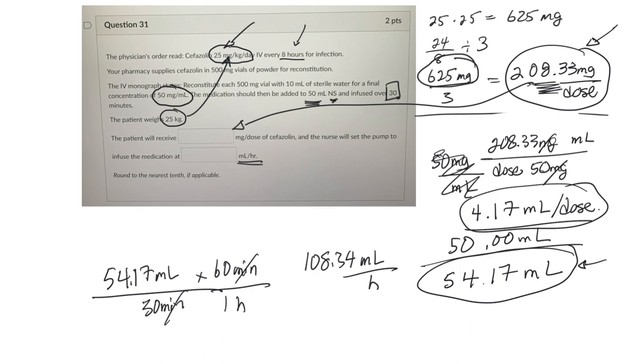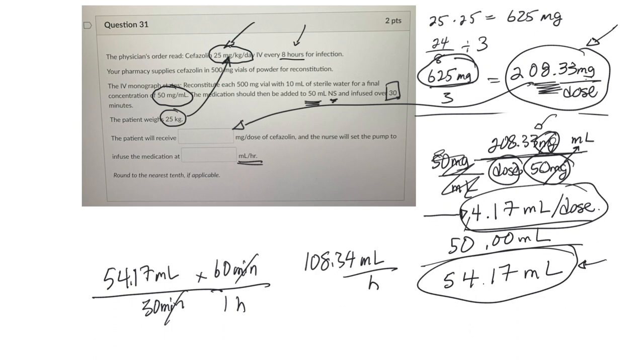And then, to figure out how many milliliters of that you have, take that total milligrams you need per dose and divide it by the concentration, which is milligrams per milliliter. Then every dose has to have 4.17 milliliters of that medicine.